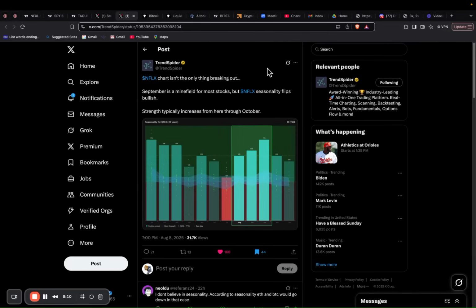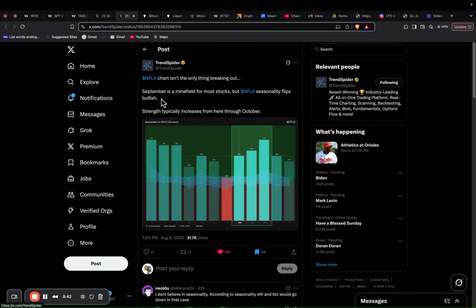Now, I'm not a huge fan of the Netflix stock, but this can be a trade, not a long-term hold for me. September is a minefield for most stocks, as we just saw with what seasonally happens with the S&P 500 topping in August and then seeing some downside in September before rebounding in October. But Netflix seasonally flips bullish. Strength typically increases from here in August, as you can see, through to October.